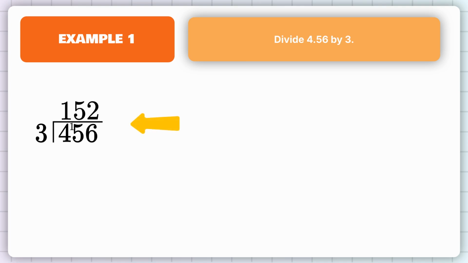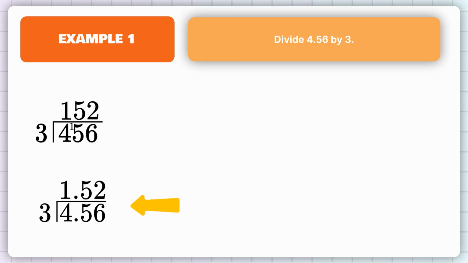But wait, we've forgotten something. We have to put in our decimal point. So, 4.56 divided by 3 is equal to 1.52.